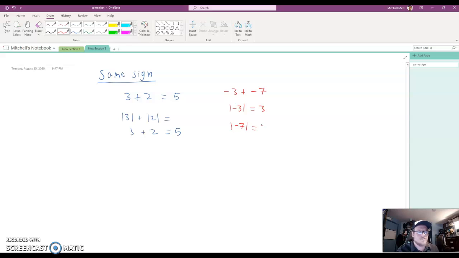Absolute value of negative 7 is 7. Now, I'm just going to add them because I'm adding them together. So I know 3 plus 7 will equal 10. So I could just have done it down here. 3 plus 7 equals 10.